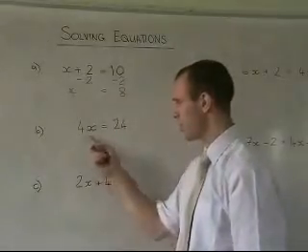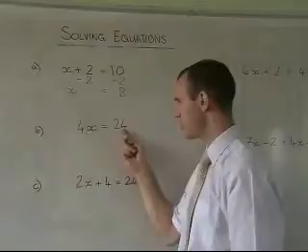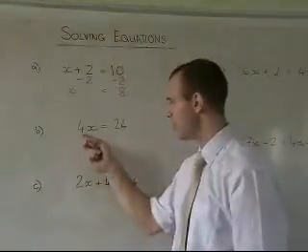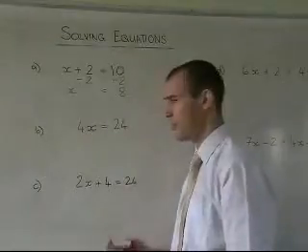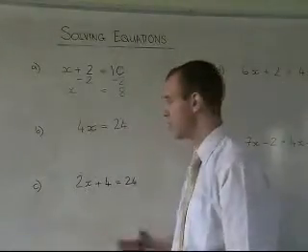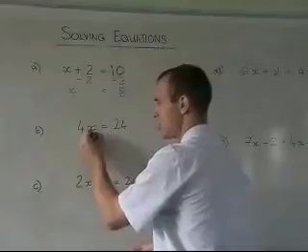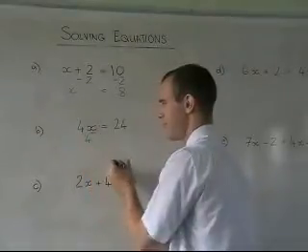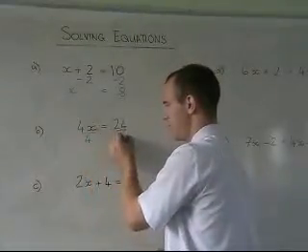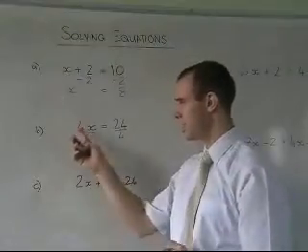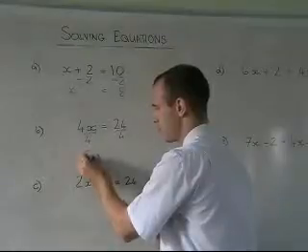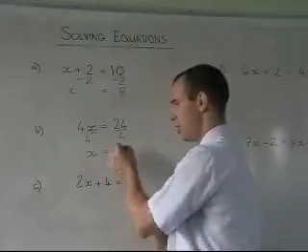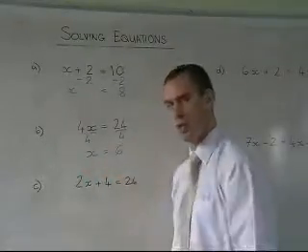Following that, we have 4 times x equals 24. So if we have 4 times x, or x times 4, we look at the opposite. The opposite of times by 4 is divide by 4. So we're going to put in divide by 4 there, and divide by 4 there. Now what happens here is 4 divided by 4, they cancel out, and it leaves us with x. And 24 divided by 4 equals 6.